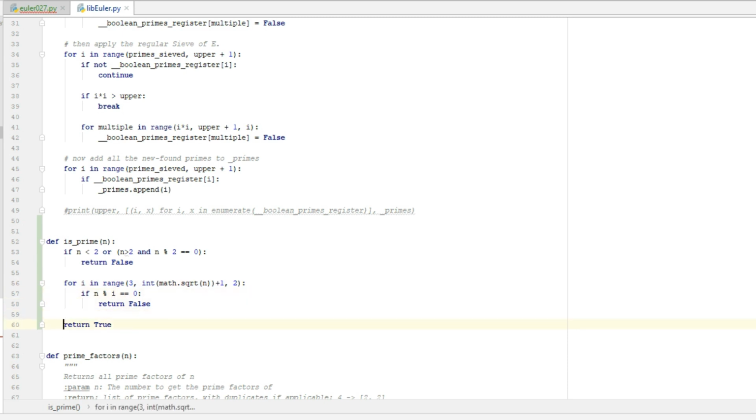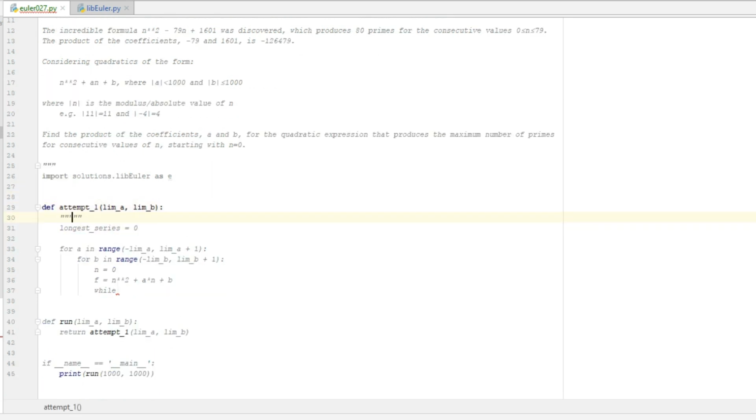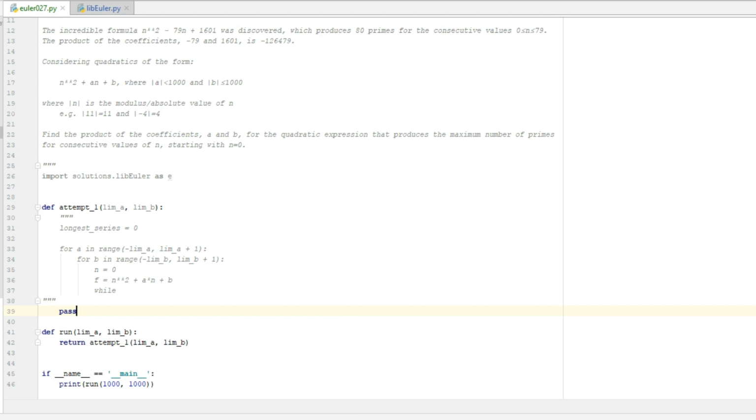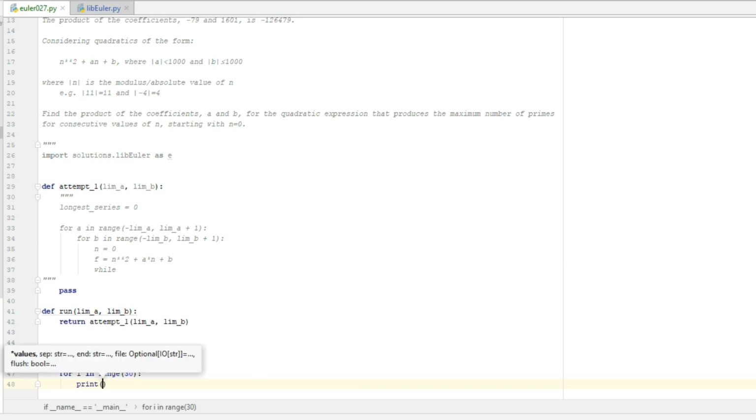I do want to test this though, so we are going to jump back over here and take out the definition here because it's unfinished. Instead I want to write for i in range 30, print e.isPrime(i), and if we run this, oh, that's not right. I do want the i itself too. Let's see now.